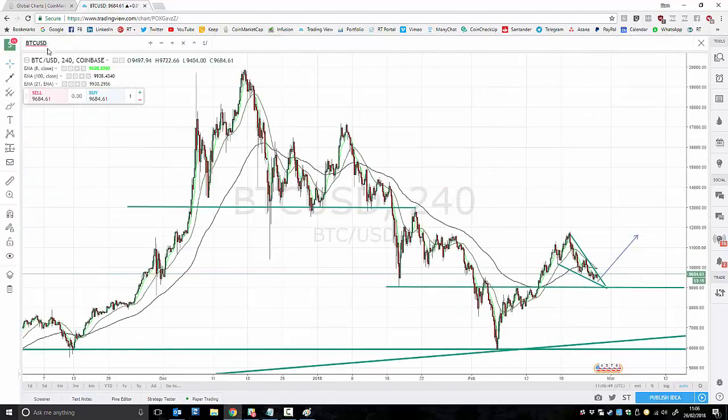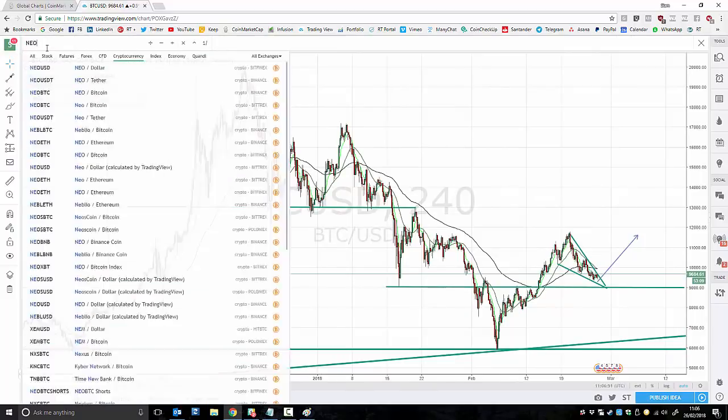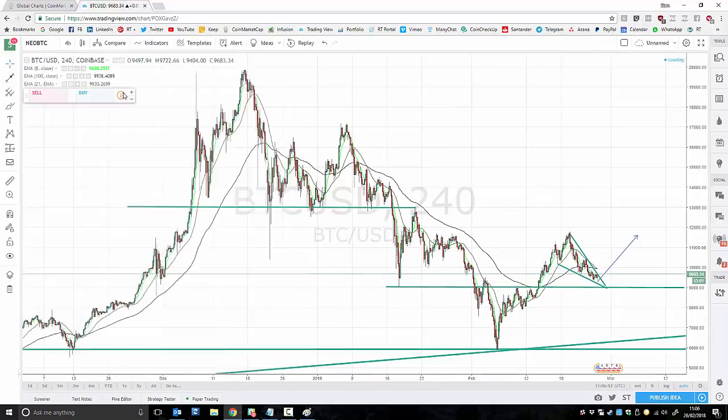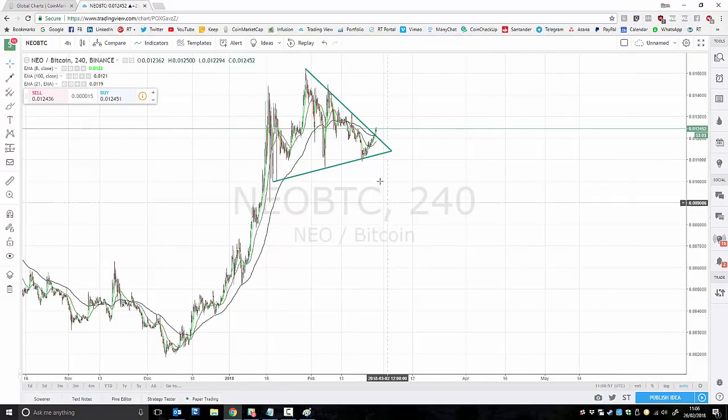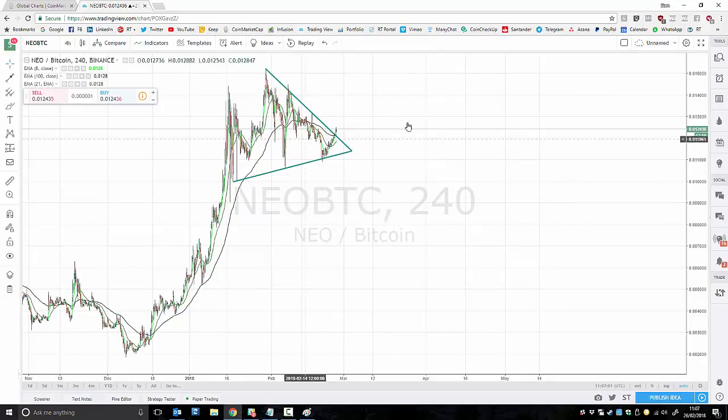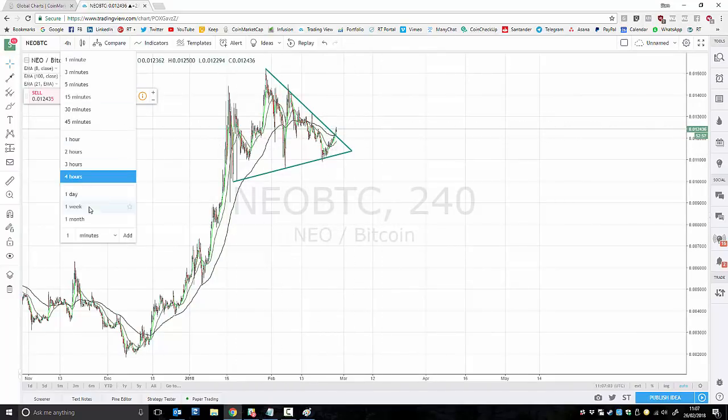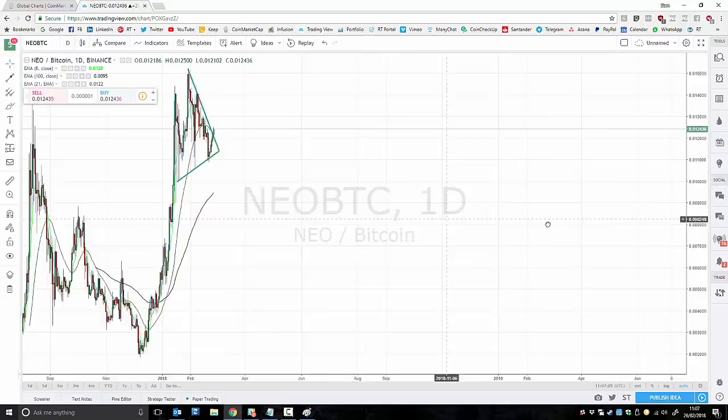So that's Bitcoin. Let's have a look at NEO. NEO is an interesting one. This is a continuation pattern, so we should see a break to the upside. Let's look at the bigger picture. It doesn't really show us much.